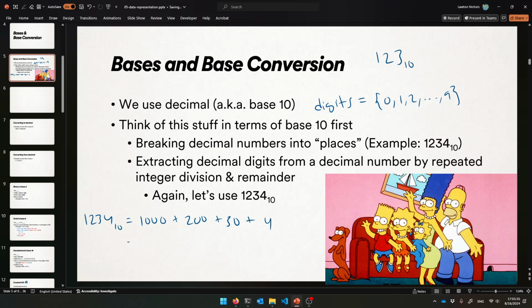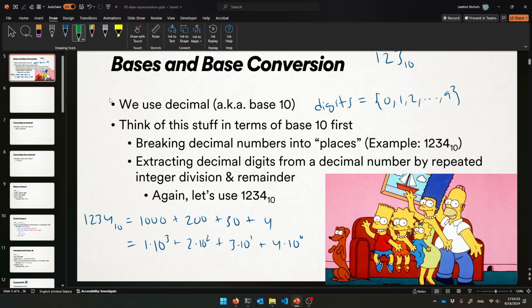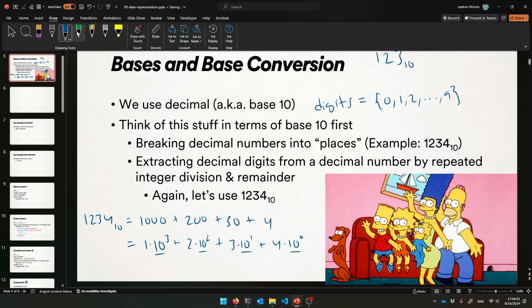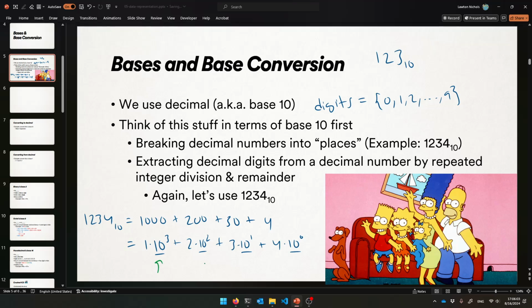Once we learned exponents, maybe in middle school, then it was 1 times 10 to the 3 plus 2 times 10 squared plus 3 times 10 to the first plus 4. You can also have a times 10 here, but it's times 10 to the 0. Do we see where the base appears again? It's always powers of our base, and that's how we form numbers in decimal. There's always going to be a power of the base for every digit, and that's how we can break down decimal numbers.